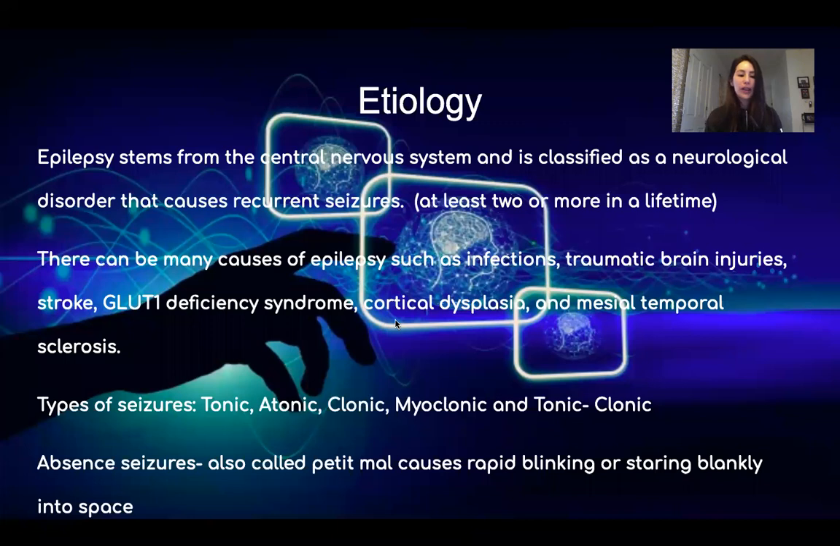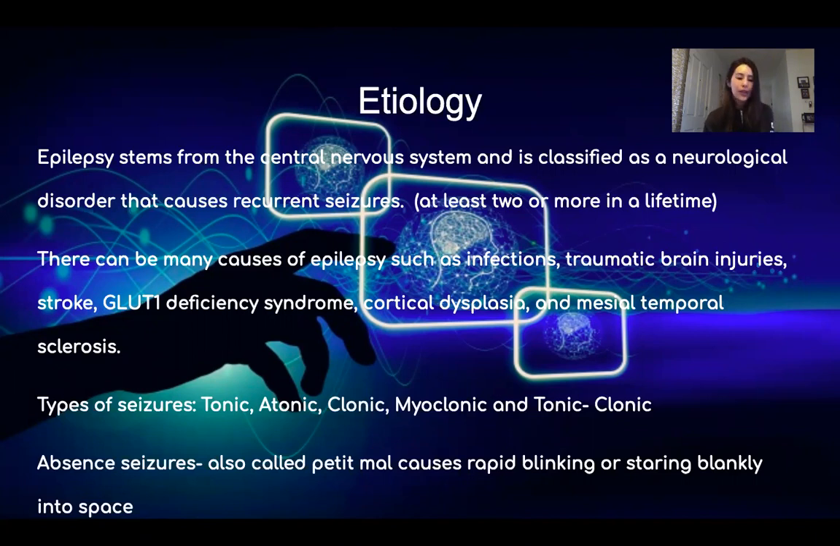Okay, so etiology. Epilepsy stems from the central nervous system and it's classified as a neurological disorder that causes recurring seizures. The CDC says that to have epilepsy, you need to be having 2 or more seizures in a lifetime. There are many different causes for epilepsy, such as infection. There's the very common traumatic brain injury. Stroke is a very common one as well.